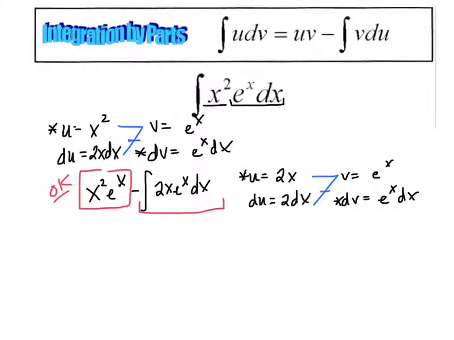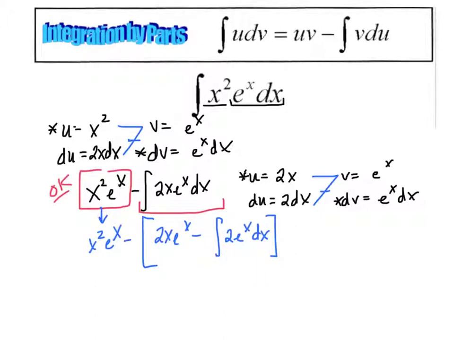Okay, so magic 7 again, we've got uv minus the integral of v du. I'm going to put this in brackets because remember we had this okay term out front that was fine. It was x squared e to the x minus this whole thing. Well, here we pull the 2 out front, and now it's just the antiderivative of e to the x, which is e to the x. So that's easy enough. It's just 2e to the x right there.